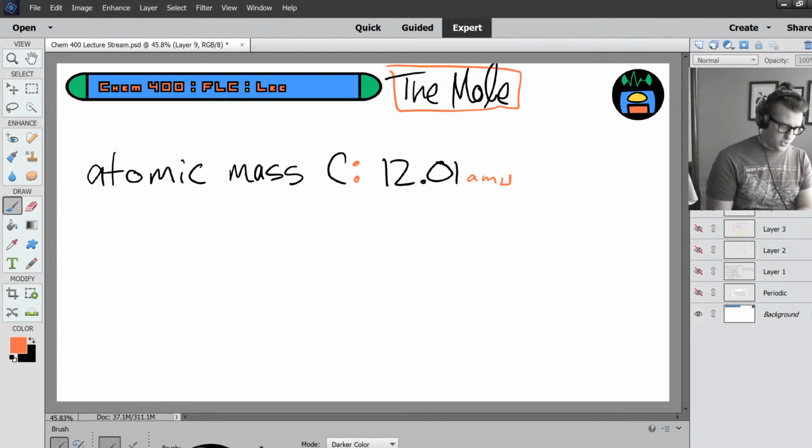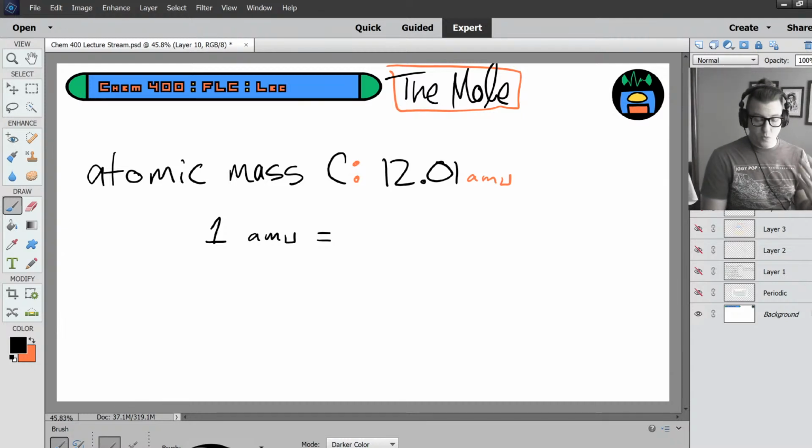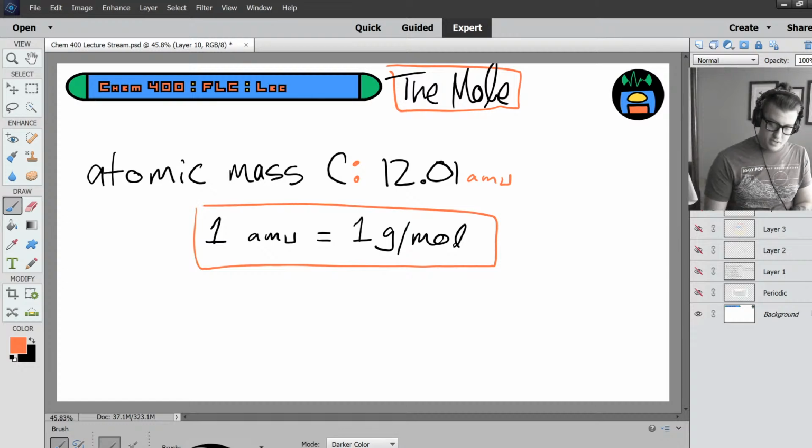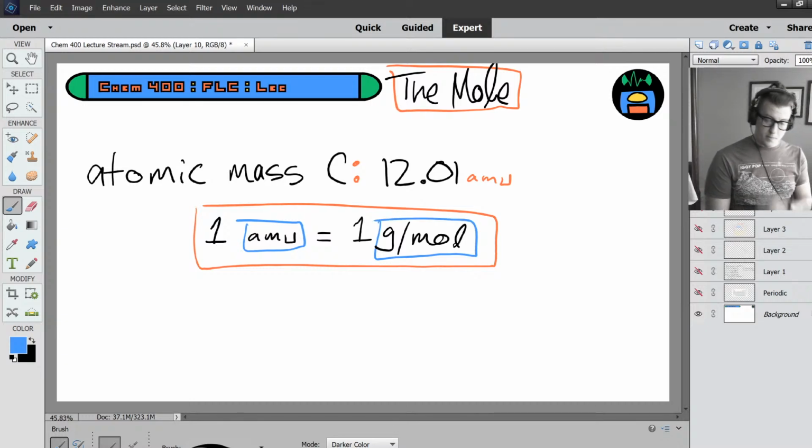All right, so you look up the atomic mass for carbon on the periodic table: 12.01 AMU, totally correct. But what I haven't told you is that 1 AMU tells you the number of grams in a 1 mole sample. 1 AMU equals 1 gram per mole. These two are equivalent units. AMU is another way of saying grams per mole.